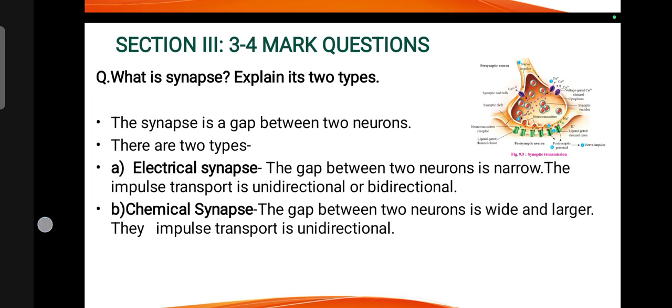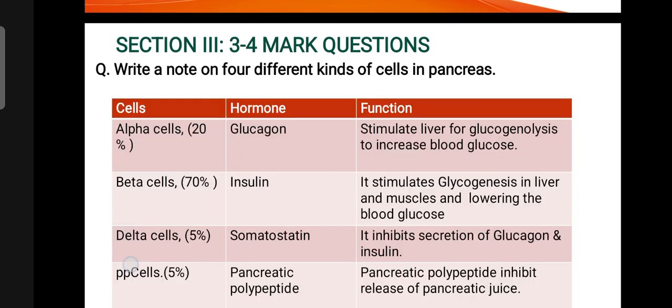What is synapse? Explain its 2 types. The synapse is a gap between 2 neurons. There are 2 types, electrical and chemical. In electrical, the gap between 2 neurons is very narrow and the impulse transport is unidirectional or bidirectional. Whereas in chemical synapse, the gap between 2 neurons is wide and larger and the impulse transport is only unidirectional.